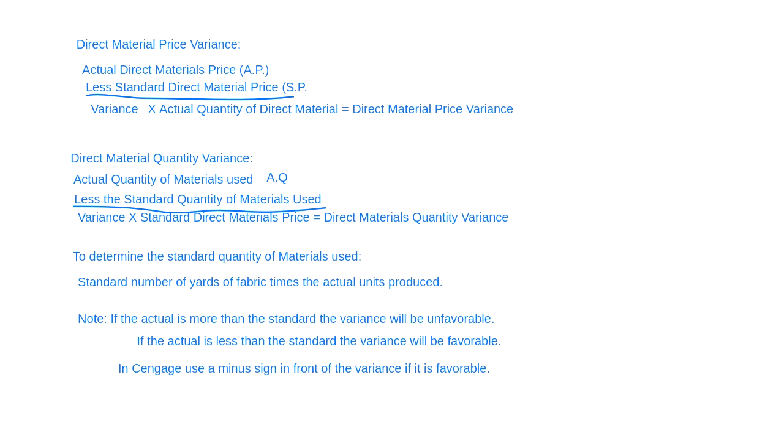Another thing that I need to mention before we leave this particular whiteboard space is that the total of the direct materials price variance plus the total of the direct materials quantity variance will equal your direct materials variances. So sometimes they add these two together to get the total direct materials variance.